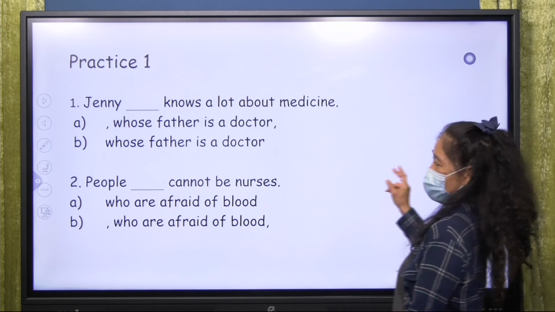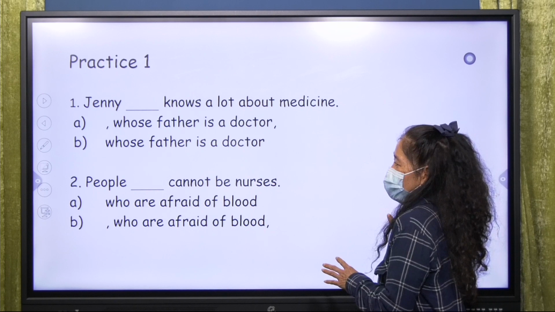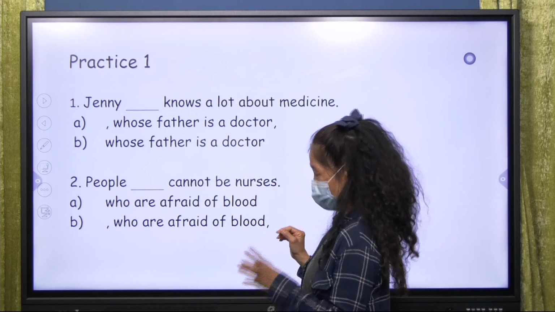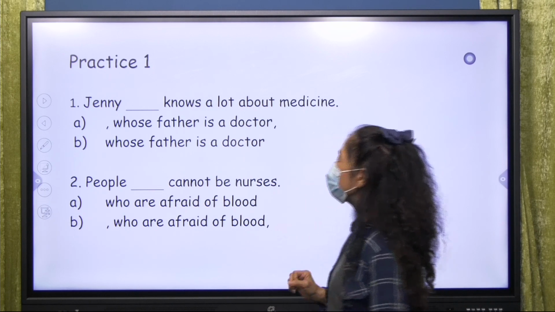Now, let's practice. See whether you know defining and non-defining. Do remember, defining means you have to give very important information.